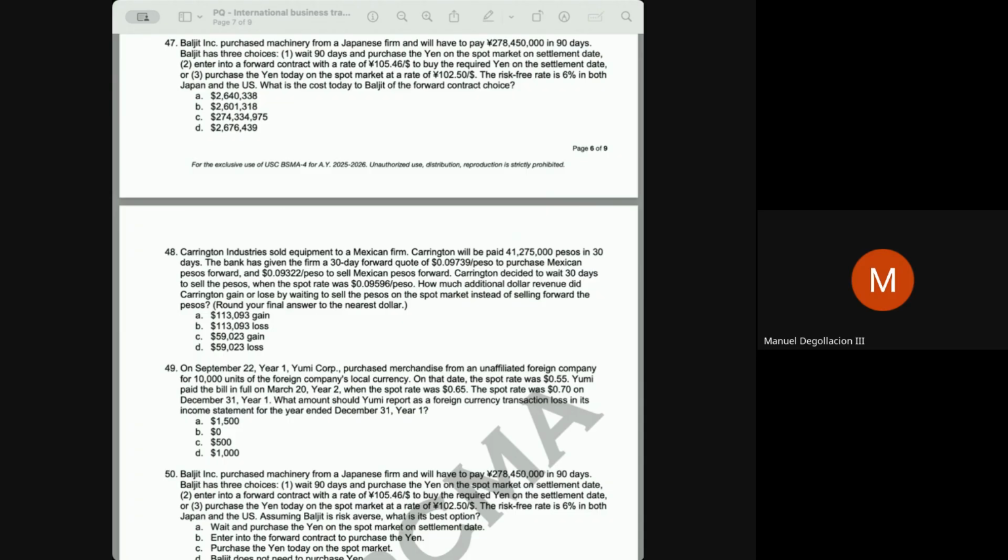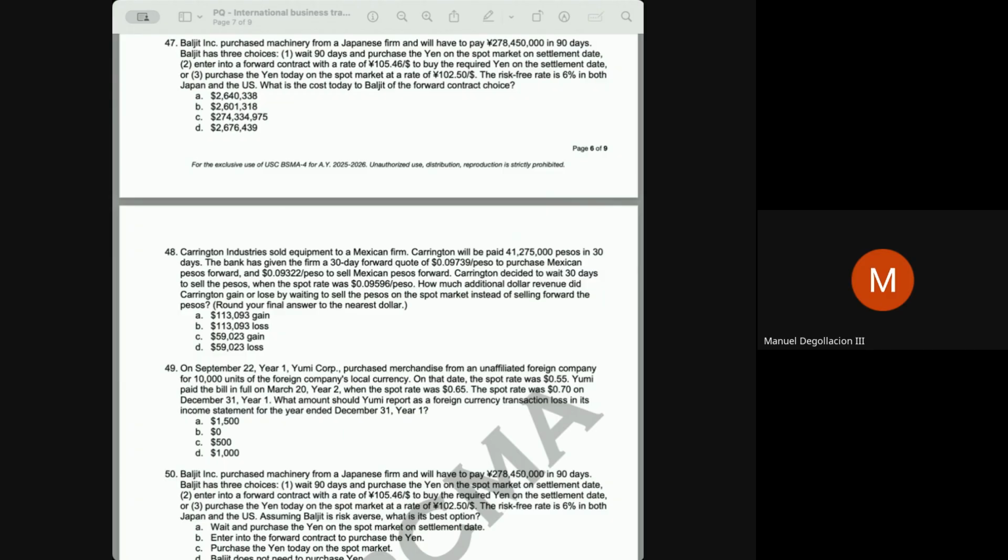What happened here is that Carrington sold equipment to a Mexican firm. Carrington will be paid in Mexican pesos in the amount of 41,275,000 in 30 days. The bank has given the firm a 30-day forward quote of 0.09739 dollars for every Mexican peso to purchase Mexican pesos forward, which is not relevant because Carrington is the seller in this transaction, and 0.09322 dollars to sell Mexican pesos forward.